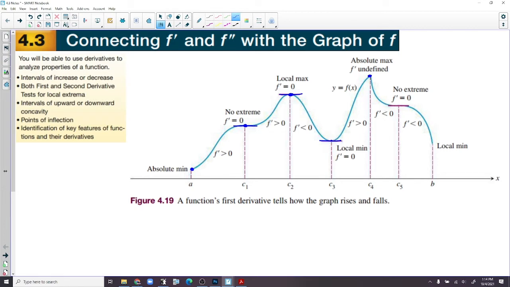Here the derivative is undefined, but we still have an overall, an absolute max. Here, that's just a point of inflection, but the first derivative is 0. And over here, we have a local minimum on an endpoint.